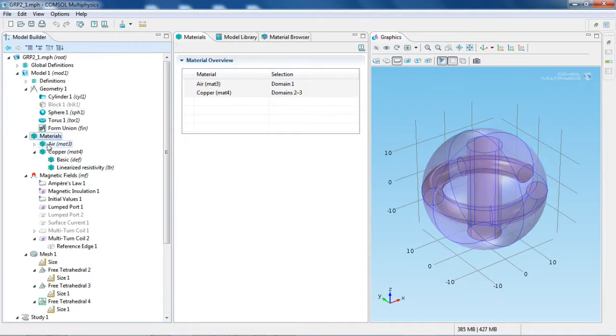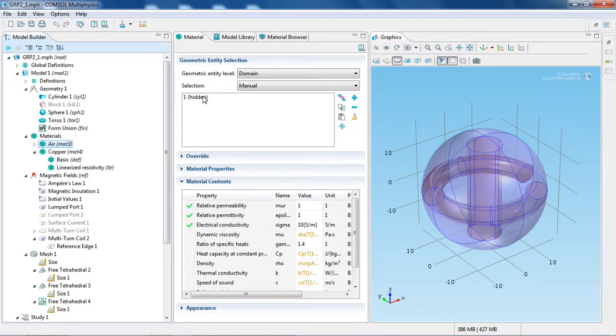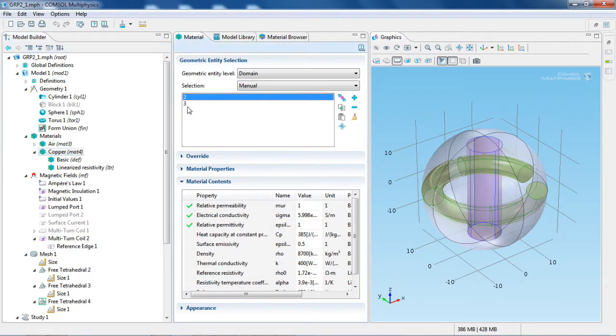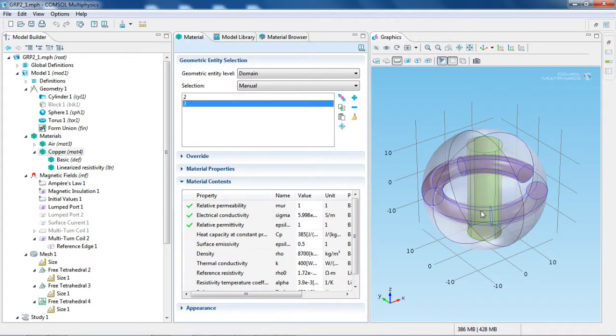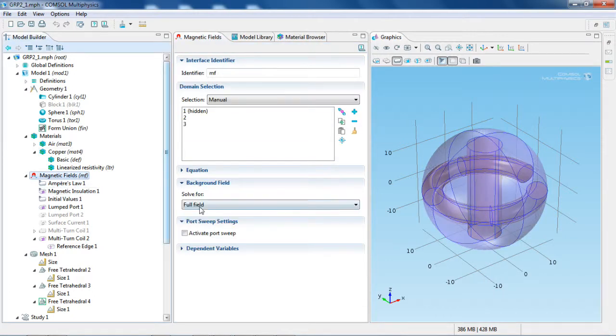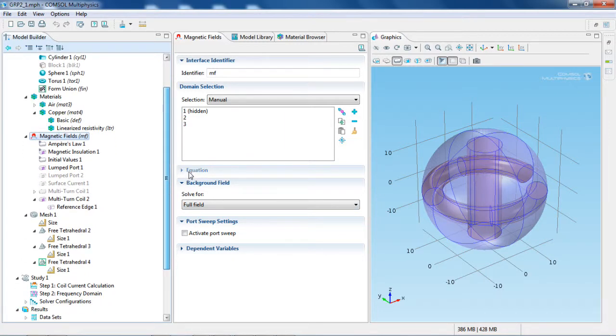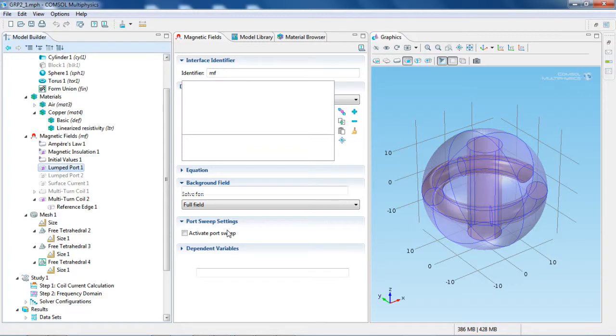Materials were then assigned to the Rogowski coil. Air was assigned to the sphere, whilst copper was assigned to the Rogowski coil and current-carrying conductor. The magnetic field study was selected to simulate the Rogowski coil, since the principle of its operation is based on Faraday's and Ampere's law.